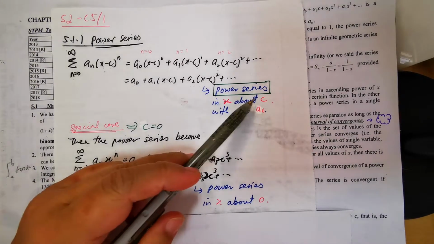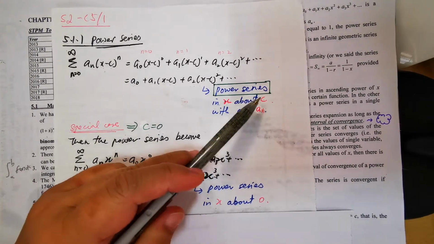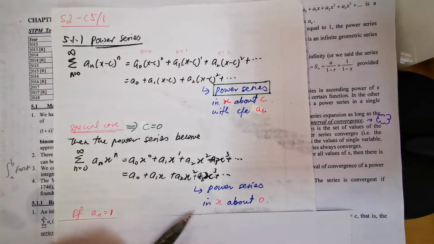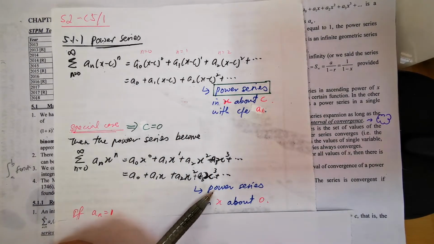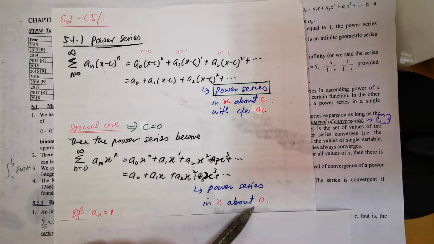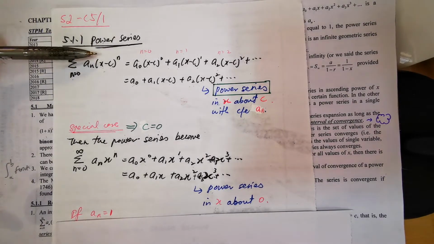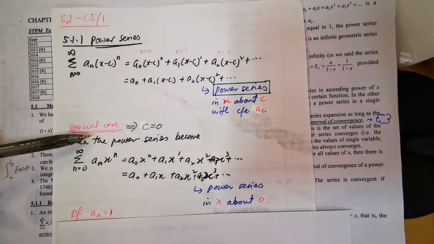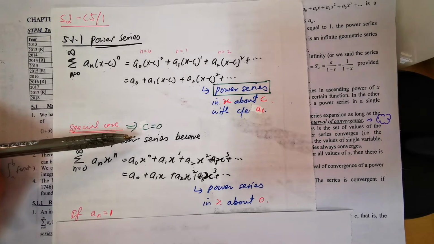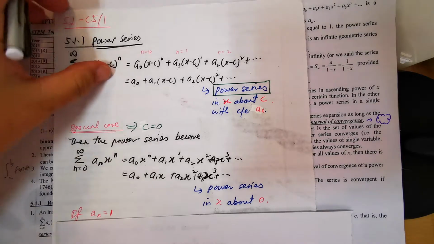All right, just now it was about c. So c can be any number, about 1, about 2, all right? And this is the special case, where this is a power series in x about x equals 0. All right? So power series in general, and the special case of power series when c equals 0. Okay, then next.